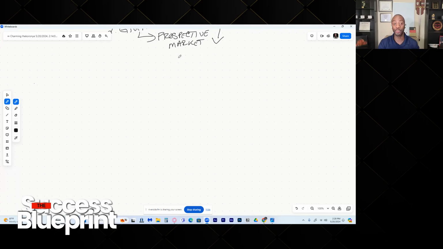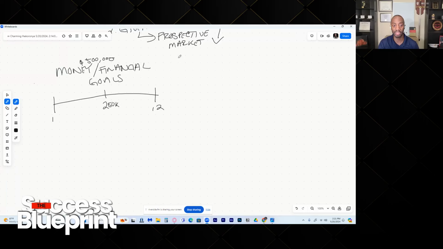Now, when it comes to money, and this is something that you guys should understand, when it comes to money or financial goals, for your time frame, if this is your time frame here, and I'm bad at drawing straight lines, if this is your time frame from month 1 to month 12, I'm sure a lot of you think, well, straight in the middle, if my financial goal was $500,000, well, by this point in time, I need to make half of that. That's what normal people will say, which is false.